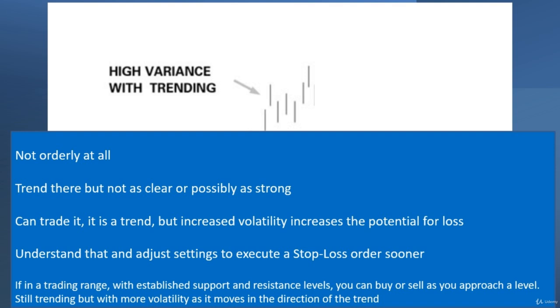But when you know that you're in a high variance with trending, you can trade that and then adjust your settings on how you might place an order, as far as what you're buying and how you're buying it. And you can execute something called a stop loss order sooner. Basically, a stop loss is where you buy something and then you set a price level below it. If it falls below that price, your platform is going to automatically sell it for you so you don't experience as deep a loss.